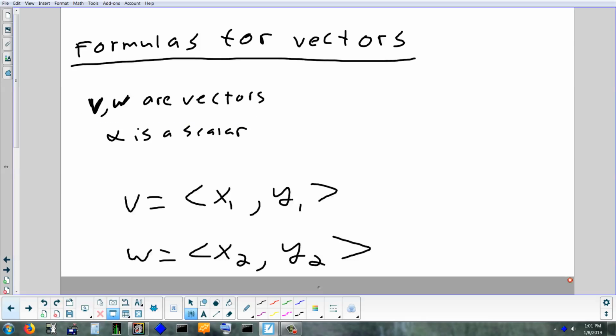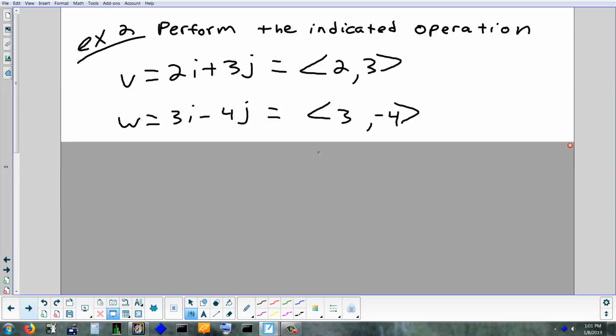Okay, so there's your first vector. Again, in a real problem, x1 and y1 will be numbers. Just like this, like 2, 3.